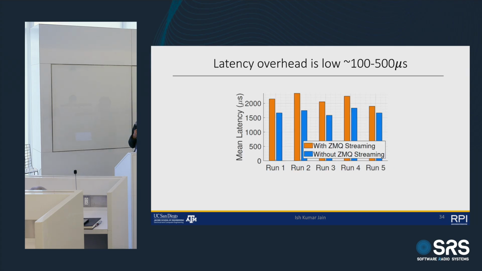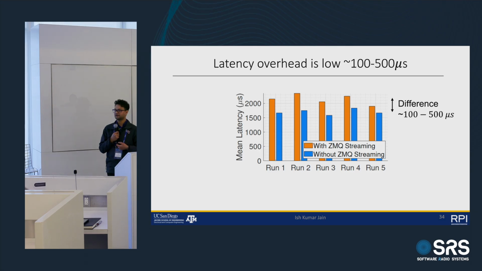The latency is not high. We have shown the previous example of latency with Edge RIC. Here, you can see the latency numbers with and without GMQ streaming. If you run srsRAN without any of the extra code that we have written for Edge RIC, it takes roughly 1500 microseconds, but with GMQ streaming it goes to around 2000 microseconds. So roughly the delay you are adding is around 100 to 500 microseconds, which is still much less than a TTI.